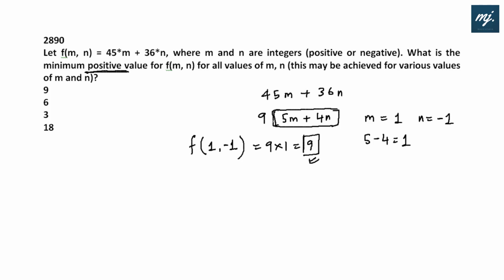Below that, it would be 0. But 0 is neither positive nor negative. That's why we are not considering making this 0. Yeah, this can be easily made 0. 5 into minus 4 plus 4 into 5 will make it 0. This expression will be 0, but that is not positive. So the minimum positive value has to be 9 because m and n both are integers. Option A fits in.